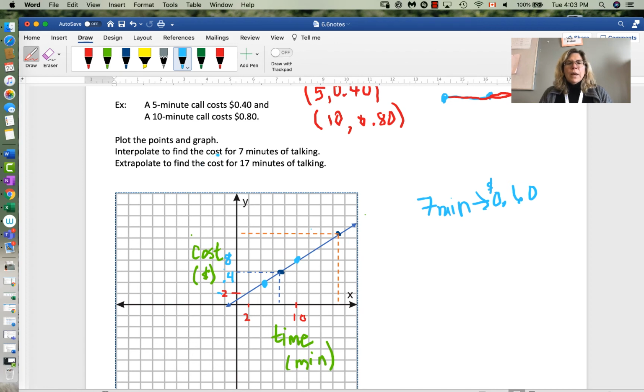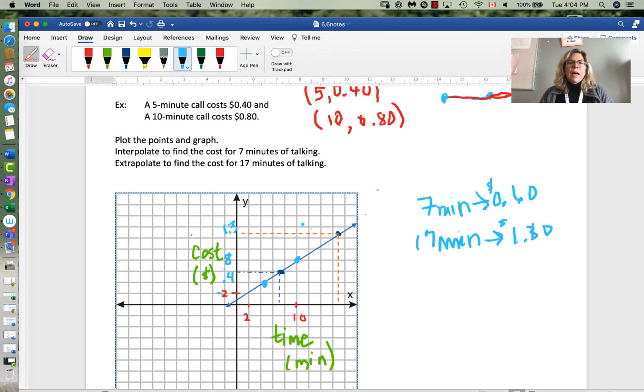And then it says, okay, if that's for 7 minutes of talking, extrapolate to find the cost for 17 minutes of talking. So here again, we just keep going out on our line. So let's see, this is 17 minutes of talking. And what does that equal? 2, 4, 6, 8, 10, 12, 13. So it's $1.30. 17 minutes of talking is $1.30.